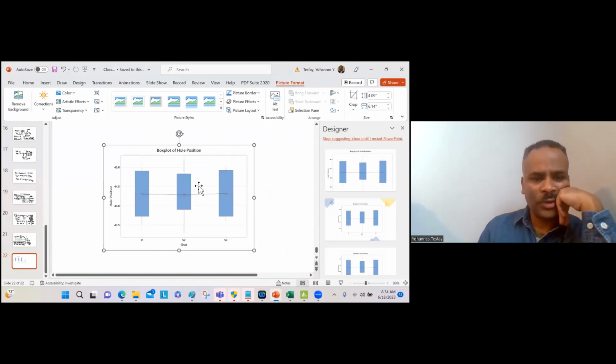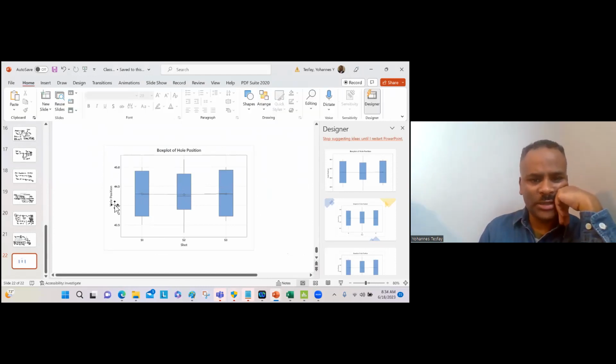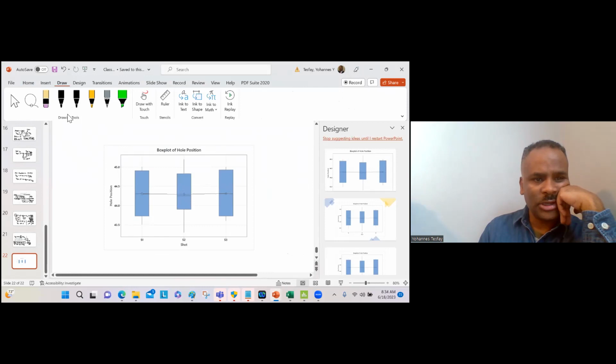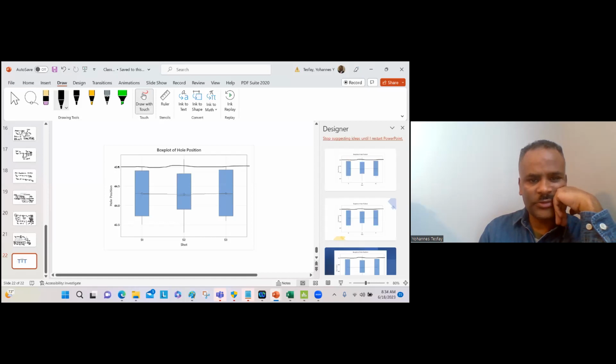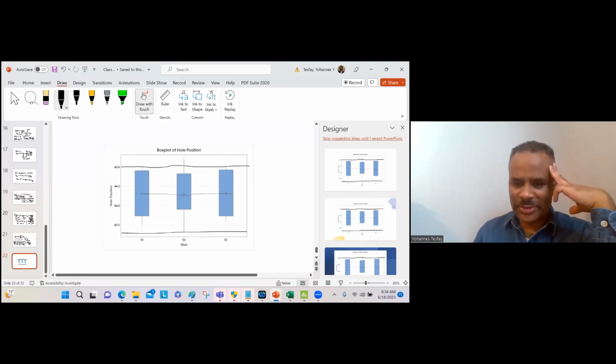Okay, so the specification is from 43 to 45. So here are my specifications right here: this is my upper spec, and this is my lower spec, 43. This is 43, this is 45. So that's what's given right here.